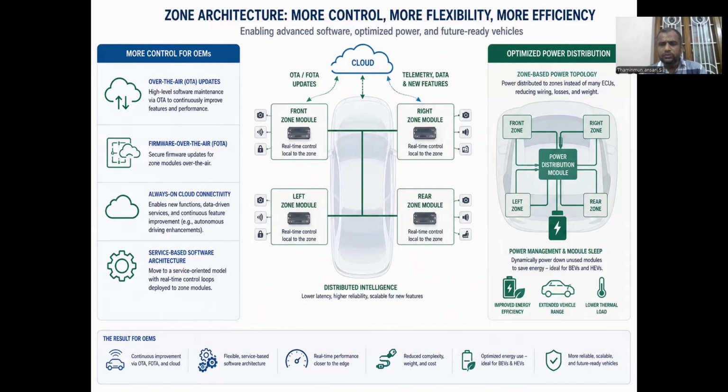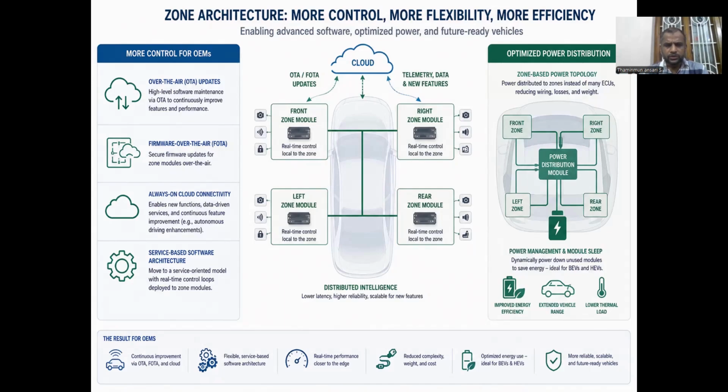It also has power management modules and sleep behavior. That means when the vehicle is not used, or when a module is not used, it can go to sleep by stopping all communication and other activity, which can increase the battery life of the vehicle. It also increases the efficiency of the vehicle: improved energy efficiency, extended vehicle range, lower thermal load. These are the advantages that we have in the zonal architecture with respect to power optimization.